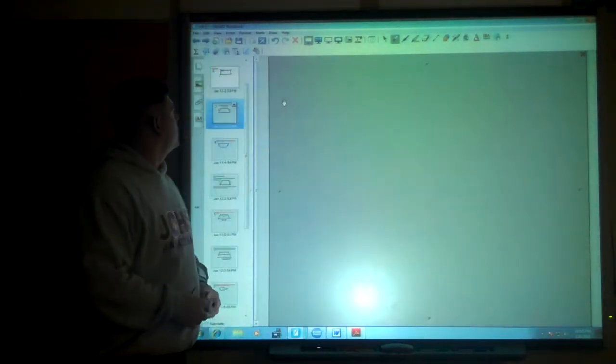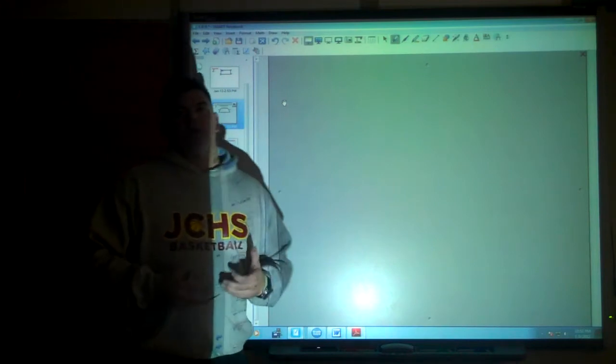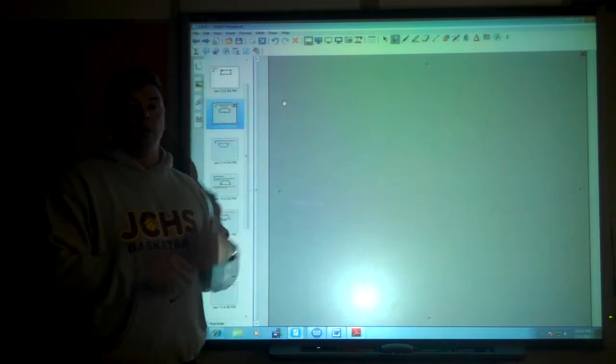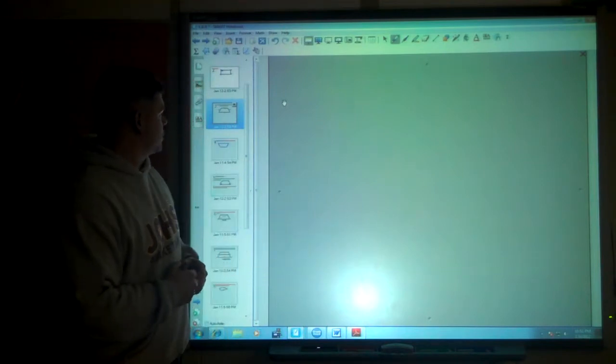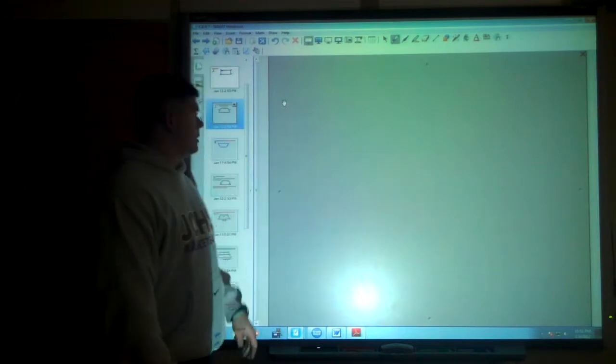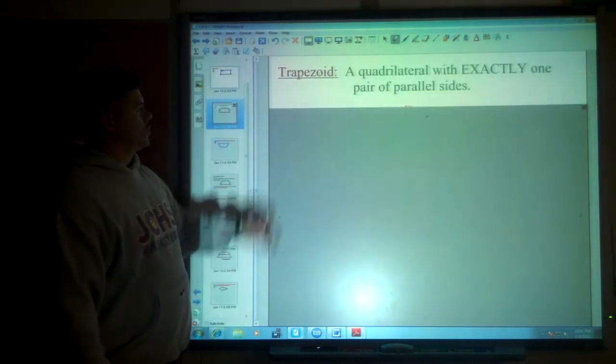Geometry lesson 6-5. We spent quite a bit of time talking about parallelograms. Now we're going to still deal with four-sided quadrilaterals. We're just going to switch and talk about some other shapes that are quadrilaterals, four-sided shapes. So our first one is what's known as a trapezoid.